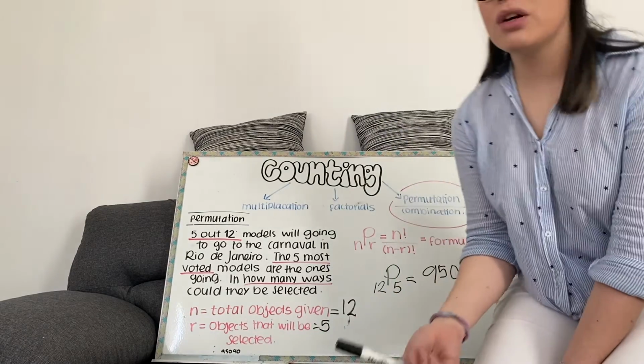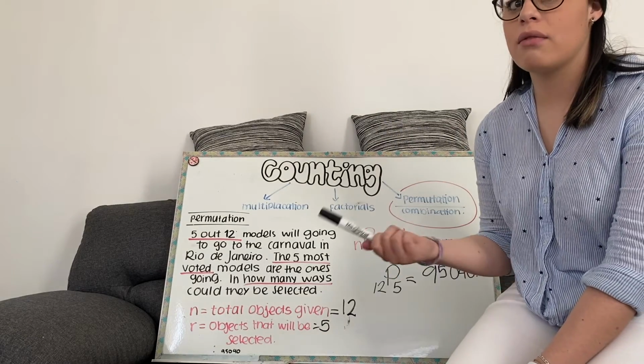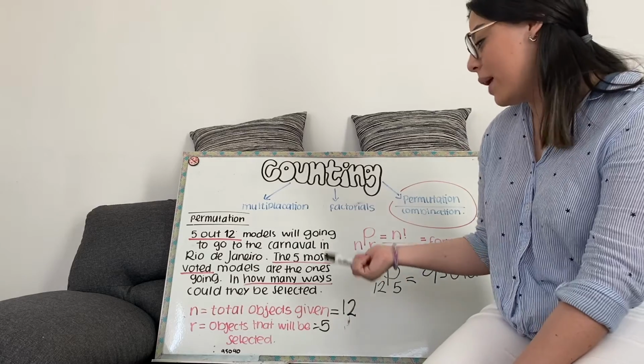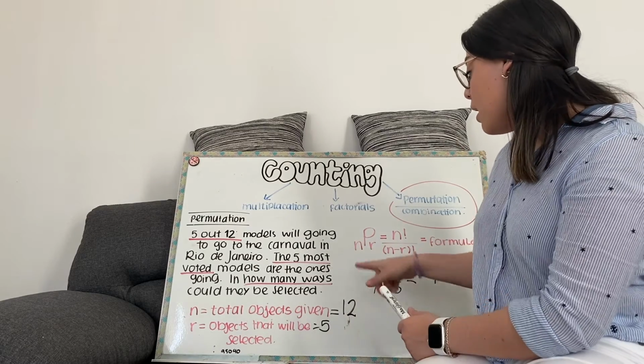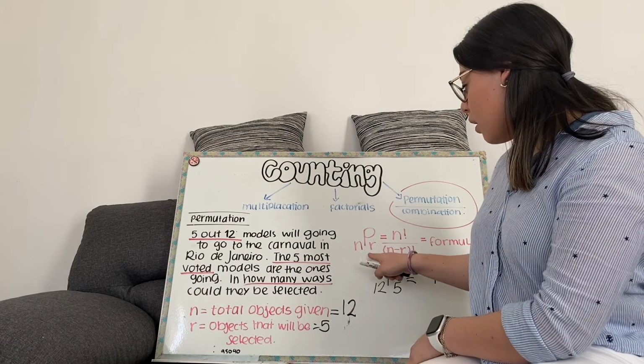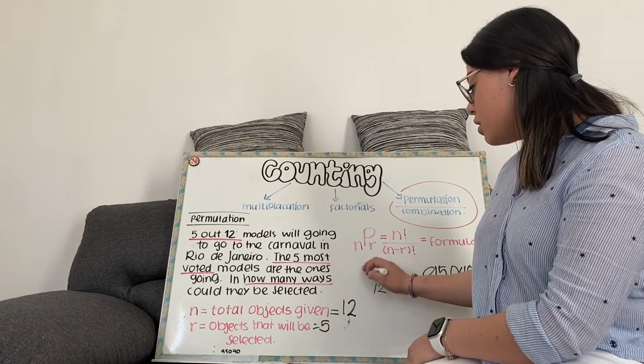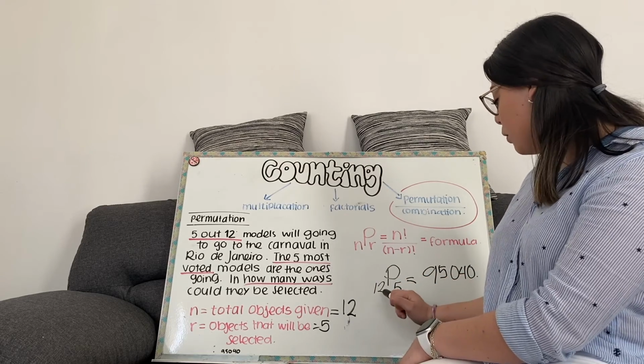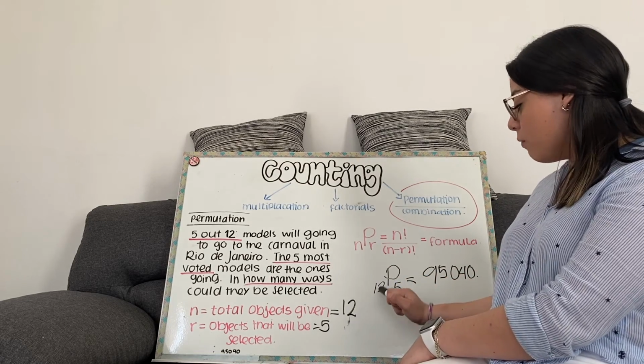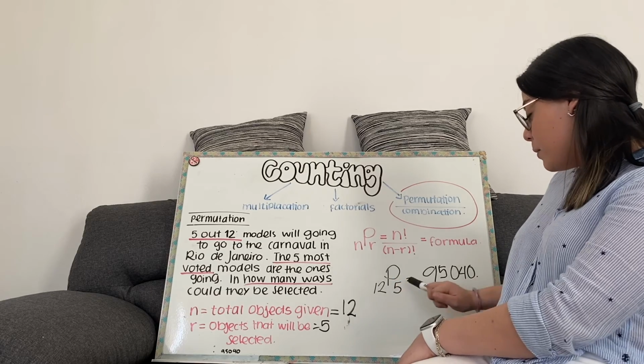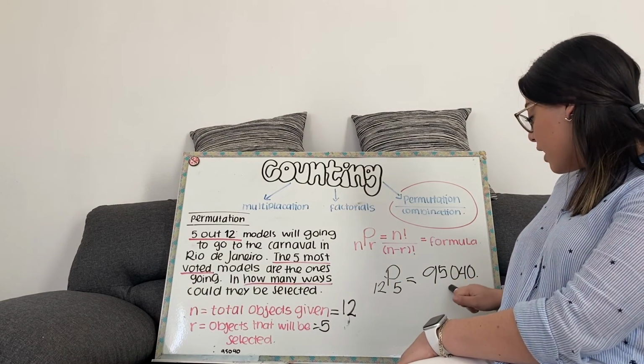So how do we get the result of how many ways they can be selected? So we do this. This is a formula, N permutation of R. So we put 12 permutation of 5, and that gives you 95,040.